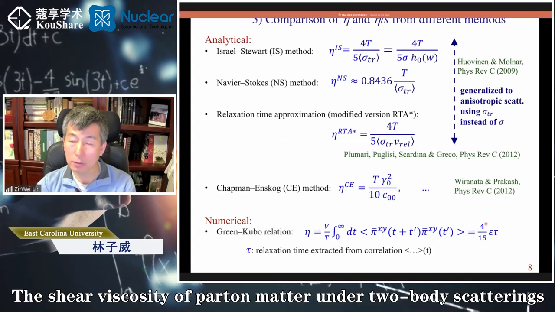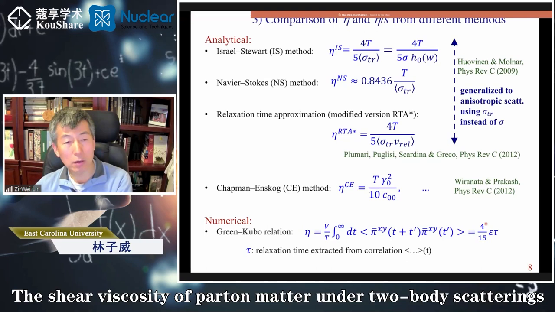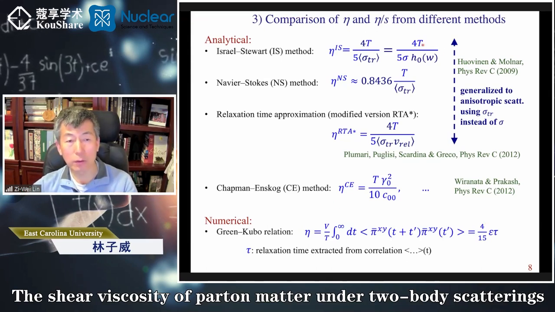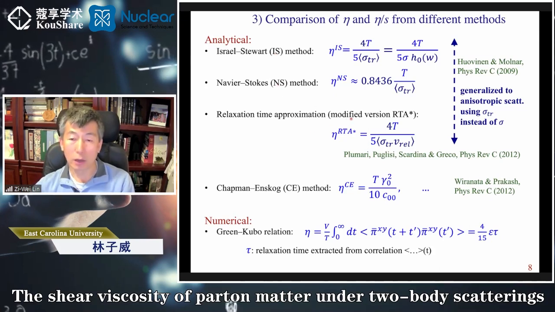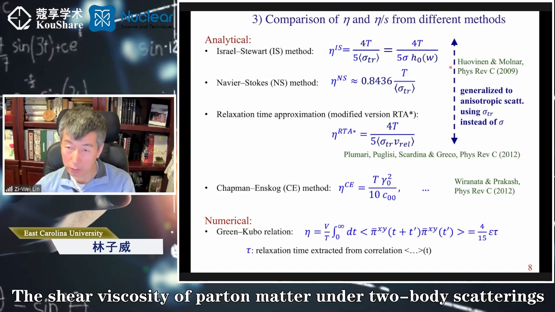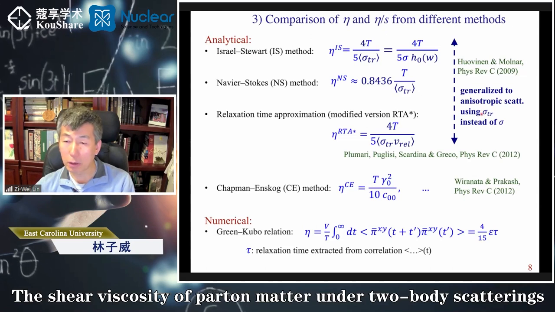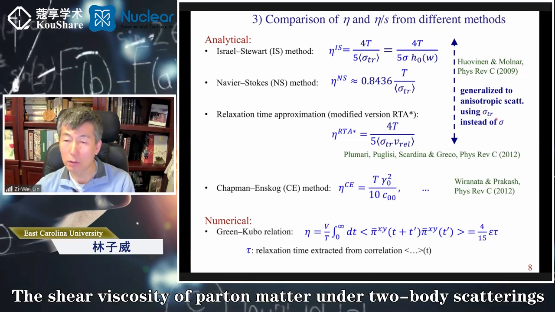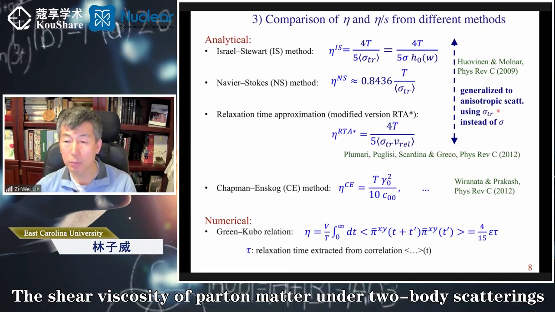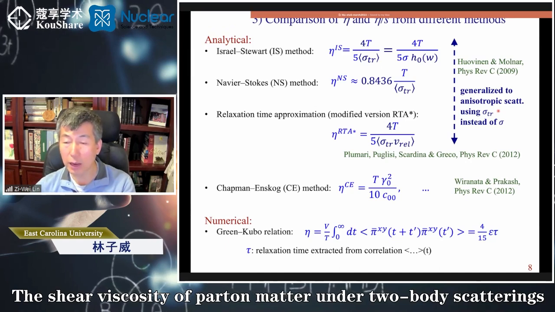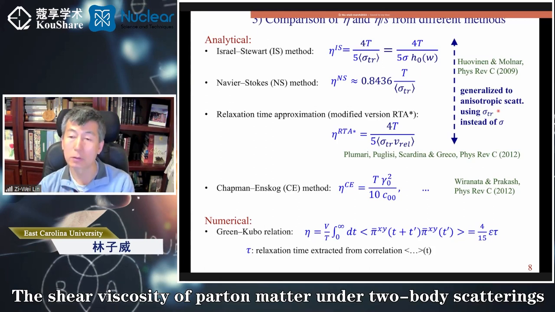And how about the anisotropic case? Well, how about the general case? For the general case, for the first three methods, the Israel-Stewart, the Navier-Stokes, and the RTA star methods, people have generalized those formulas by using transport cross section instead of cross section. So for example, when I see sigma, I will write it as 3/2 times sigma transport, so that they're the same for isotropic cross-section scatterings.